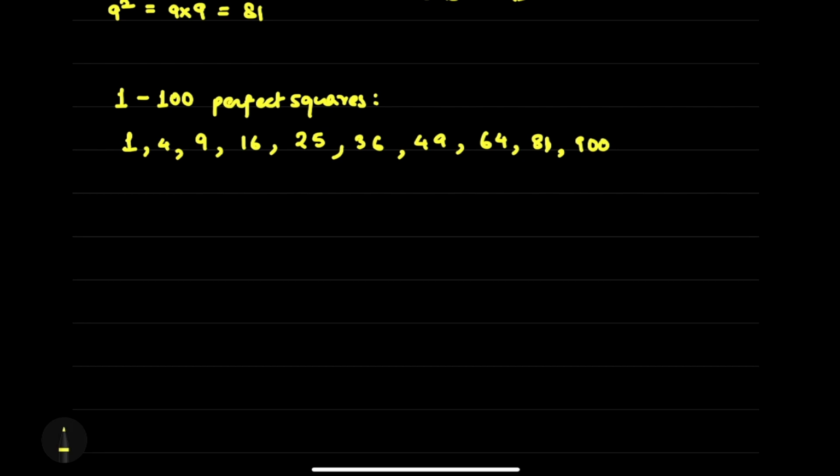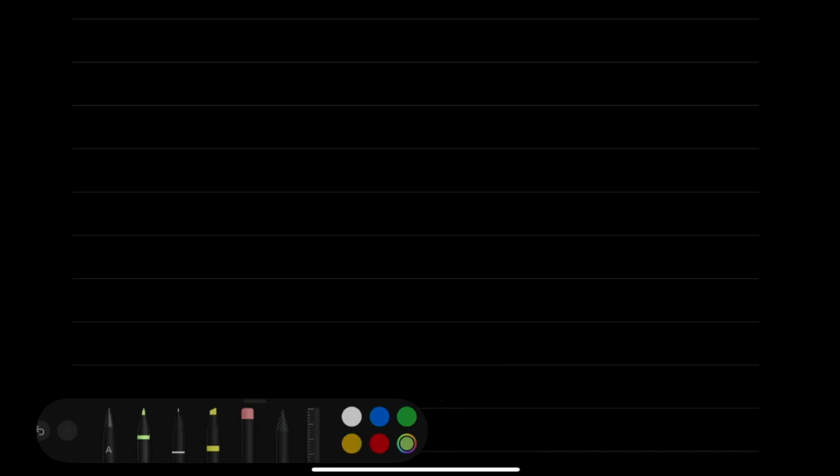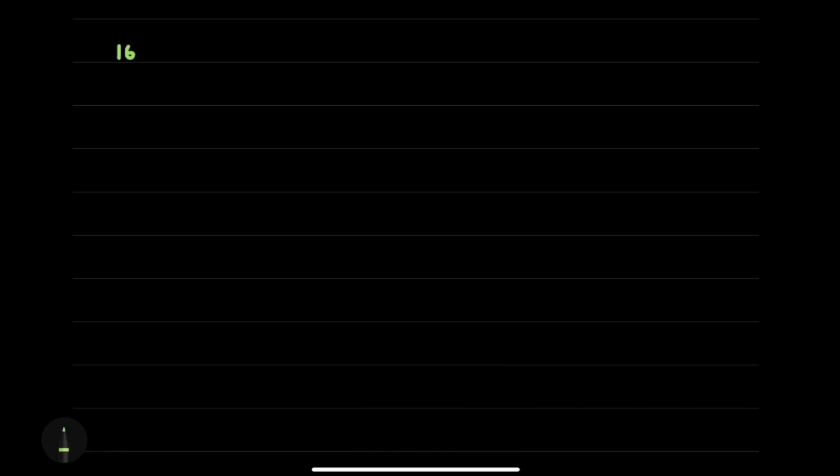So we need to understand that all natural numbers are not perfect squares. So just to jog your memory, in general, if a natural number m can be expressed as n square, where n is also a natural number, then m is a square number or a perfect square, right? Let's consider a simple number as 16. How do we know whether 16 is a perfect square?